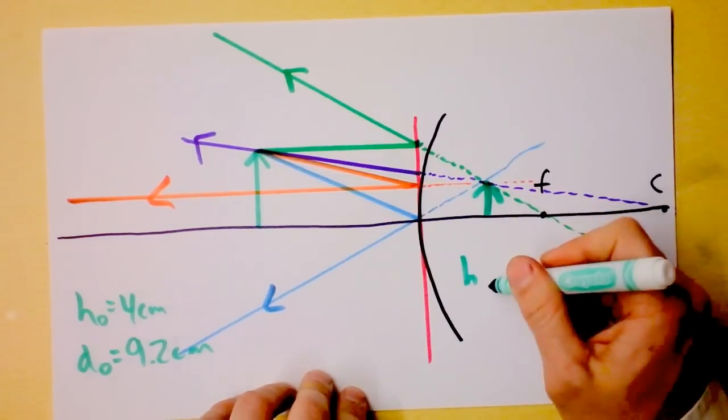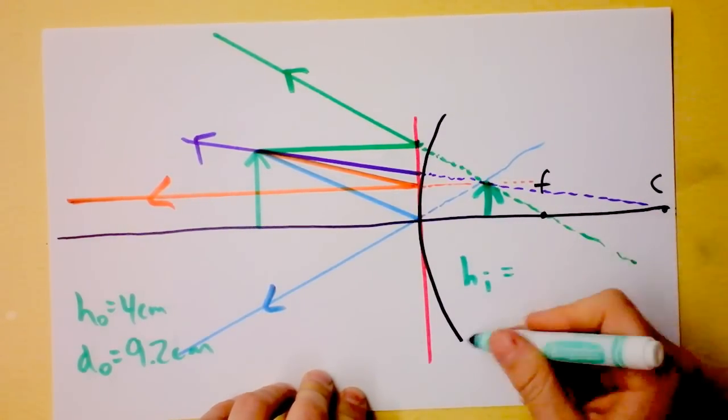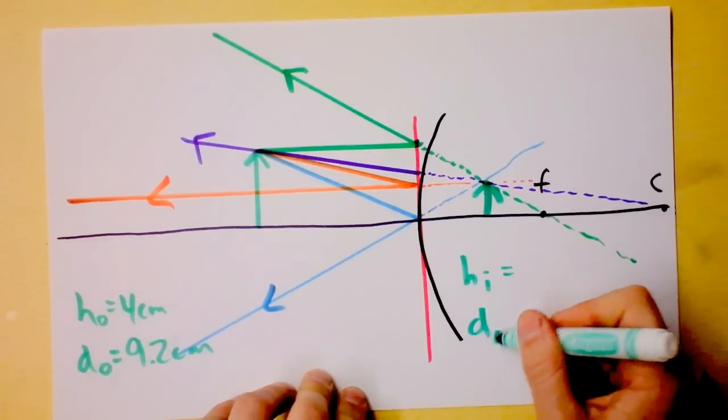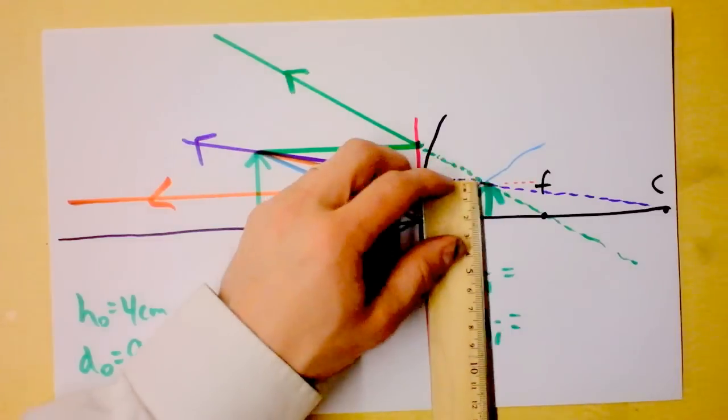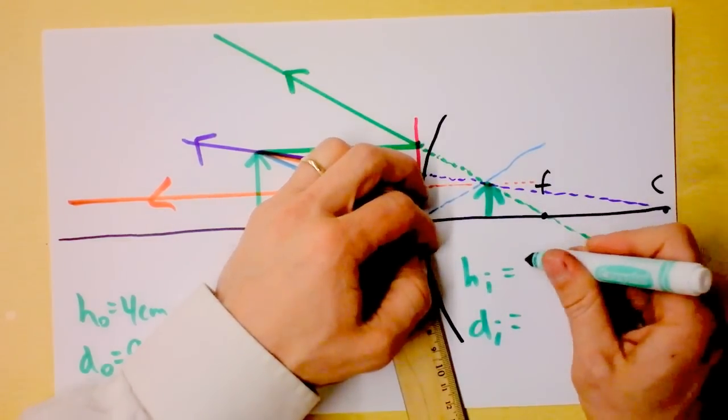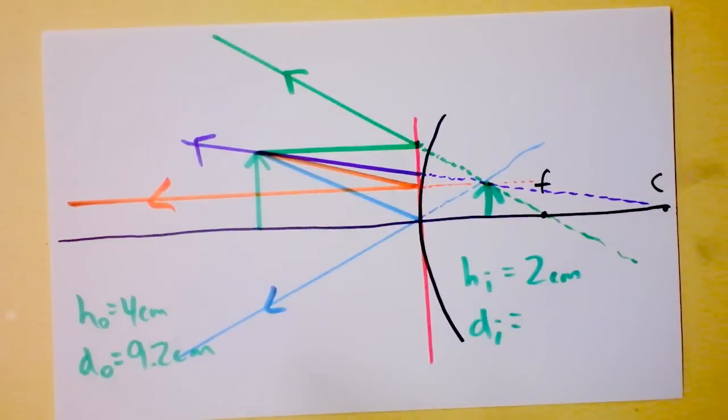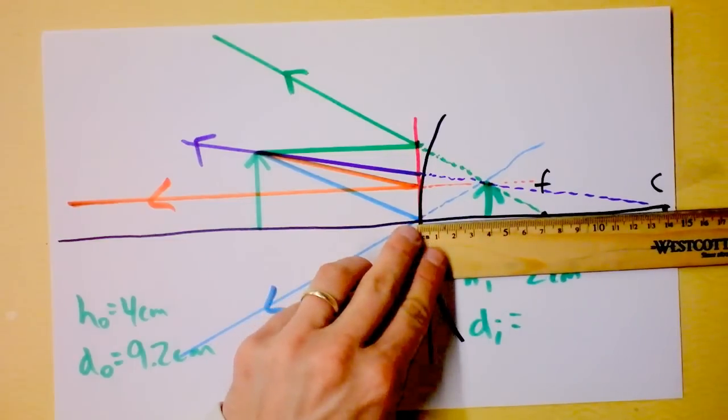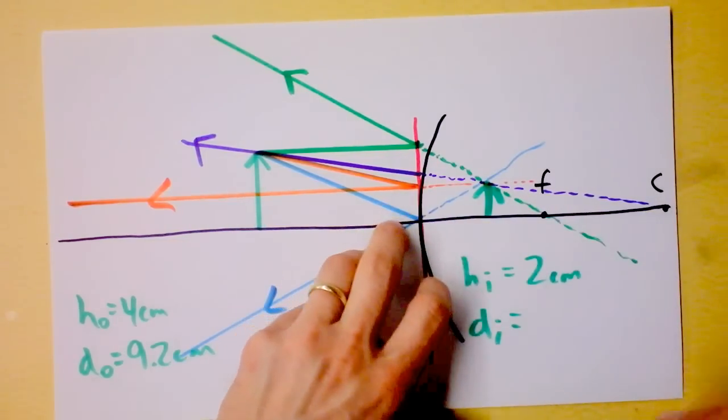And let's find out how big it is. Let's see, it's gonna be positive height. And where it is, it will be on the wrong side of the mirror. It looks like it's about 2 centimeters. So that's a little bigger than our previous image, and it is still on the wrong side. It's 4 centimeters.